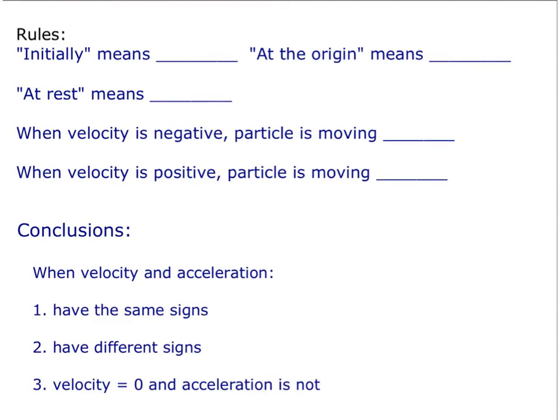So here are a few more definitions talking about particle motion. When the problem says initially, that just means that the time is 0. At the origin means that the position function, x of t, is equal to 0. At rest means that the velocity function, or the derivative of the position, is equal to 0, right? So remember that adage that we said, take the derivative, set it equal to 0. That's when you're determining when the particle is at rest.